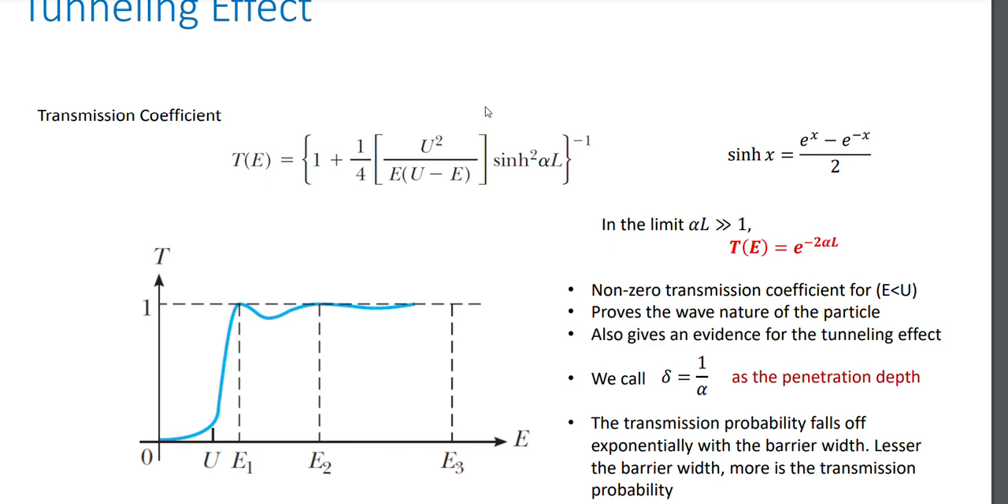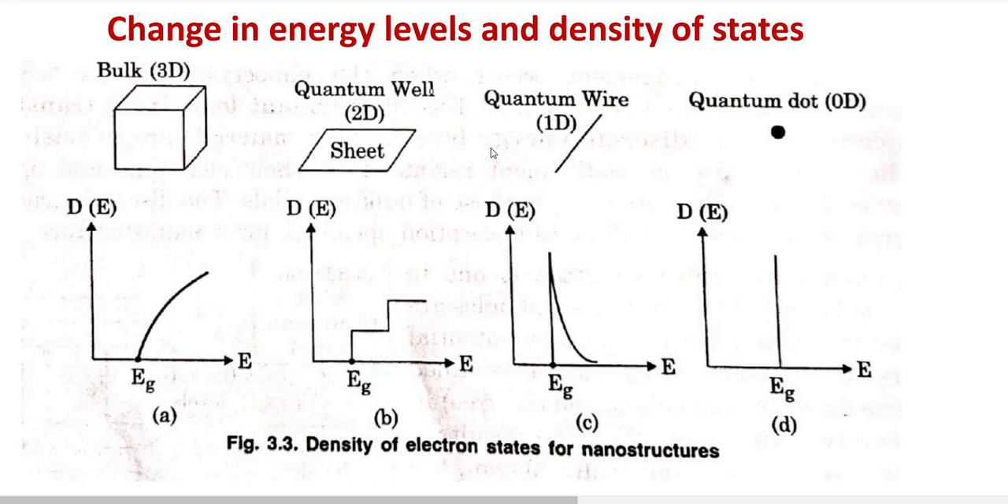The transmission coefficient is also given by this similar formula, and we can also say that the transmission probability falls off exponentially with the barrier width. Lesser the barrier width, more is the transmission probability. These are the graphs for the density of electron states for different nanostructures, different levels of quantum confinement, such as 3D, 2D, 1D, and 0D.